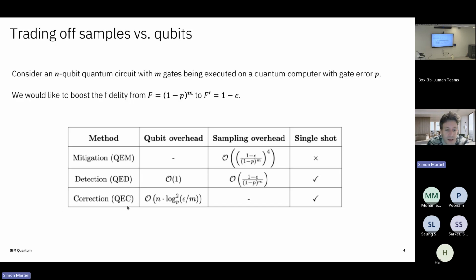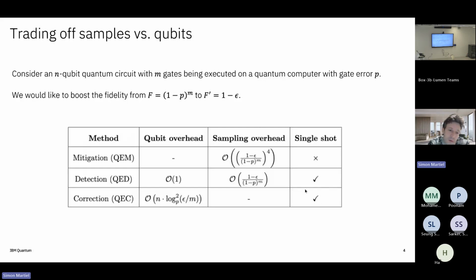On the other hand, if you look at QEC, quantum error correction, you will pay quite mild qubit overhead, but still quite huge in the current scales of hardware. So you will pay a price that's basically linear in the number of qubits and polylogarithmic in the error you want to achieve. You will pay this price in terms of qubit and gate overhead, basically. And no sampling overhead, because every time you run the circuit, you correct errors, so you get good quality results, and you have single shot access.